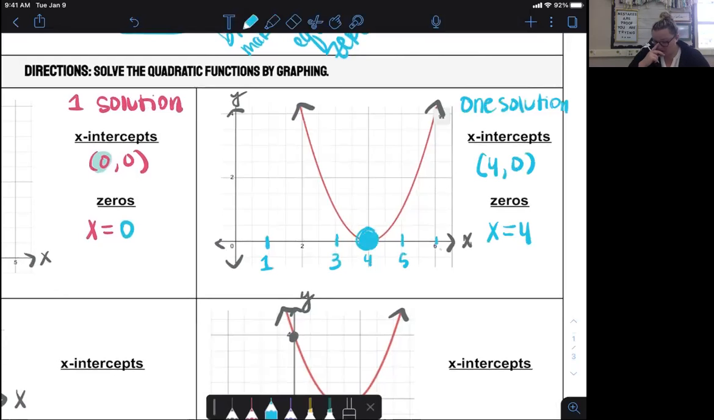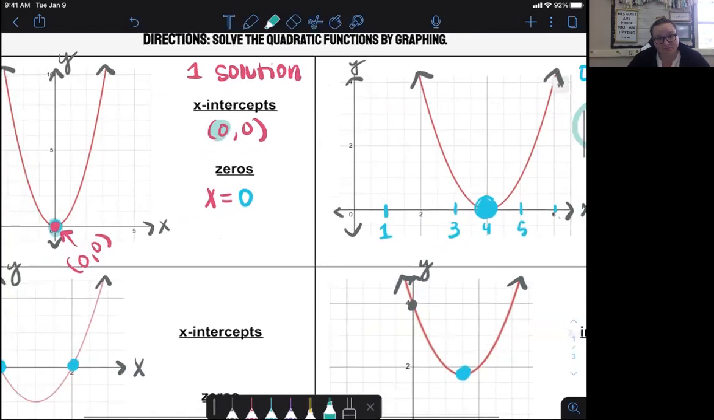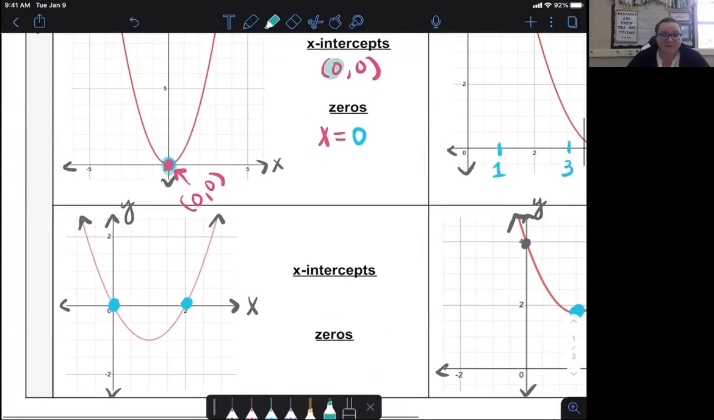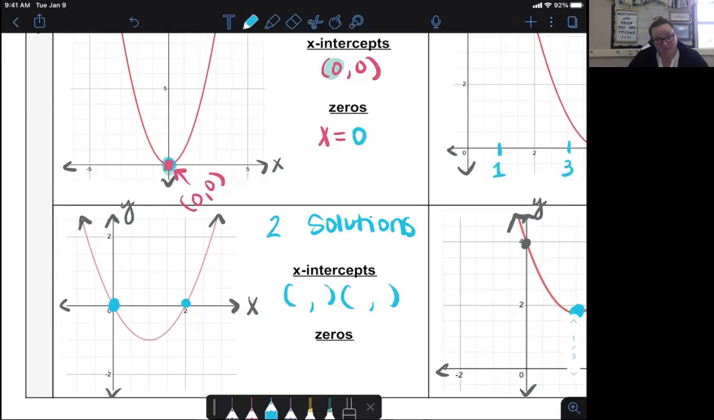So there are two ways to write the same answer. You can write it as a point, as an x-intercept, or you can write it as a zero, x equals 4. So why don't you give it a shot? So looking at this graph, tell me where our x-intercepts are. And in this graph, you should see that we have 2. So there are 2 solutions. There are 2 x-intercepts. Go ahead and write those x-intercepts as points.